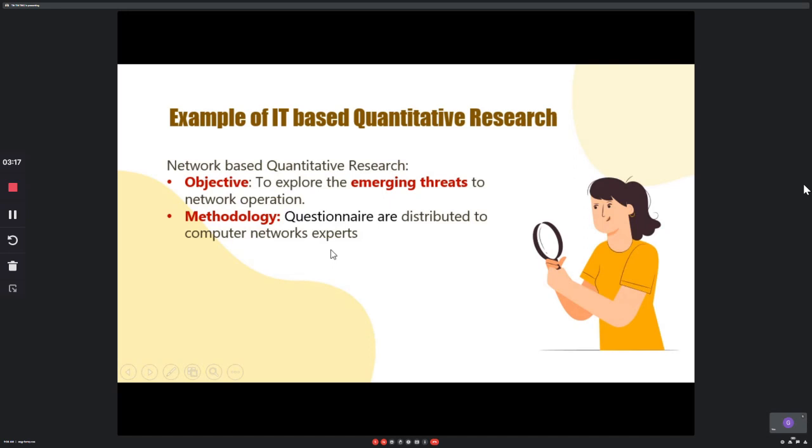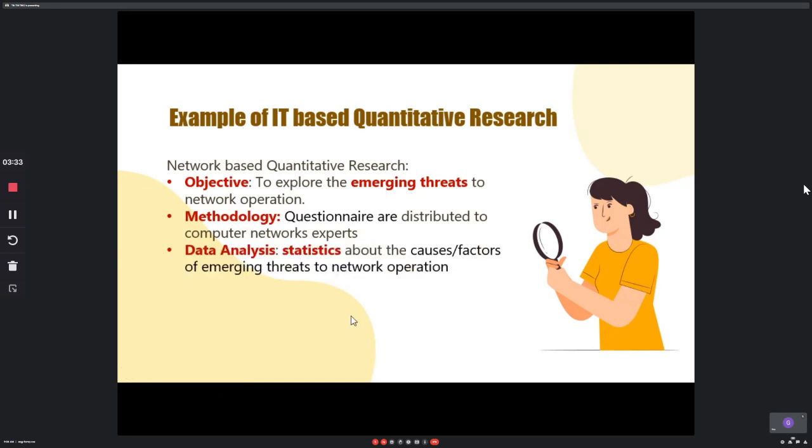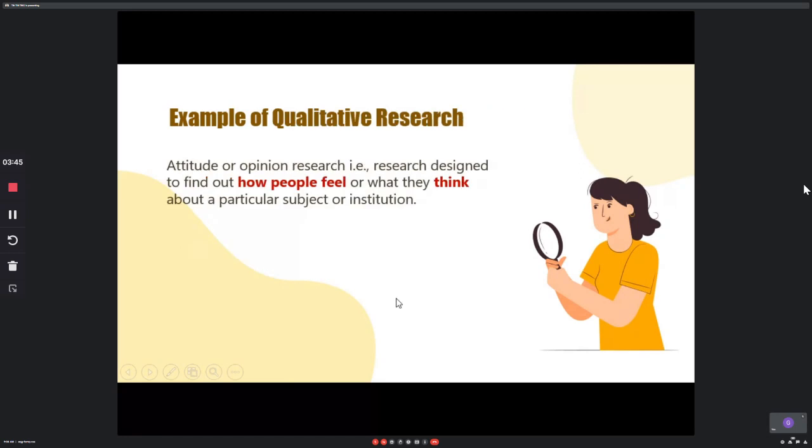In your assignment, you have downloaded a data set. It actually comes from a questionnaire as well. Your data set also comes from a questionnaire distributed to US young adults. Then for their data analysis in this research, they use statistics about the causes or factors of emerging threats to network operation.